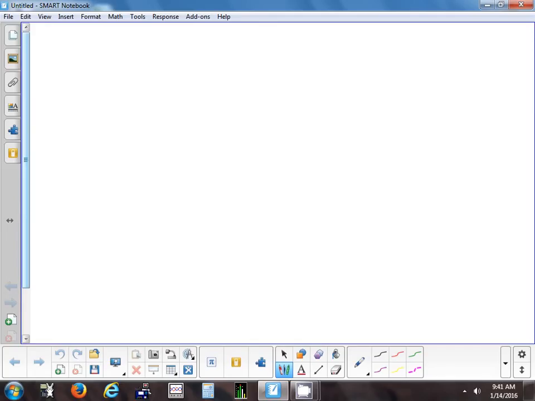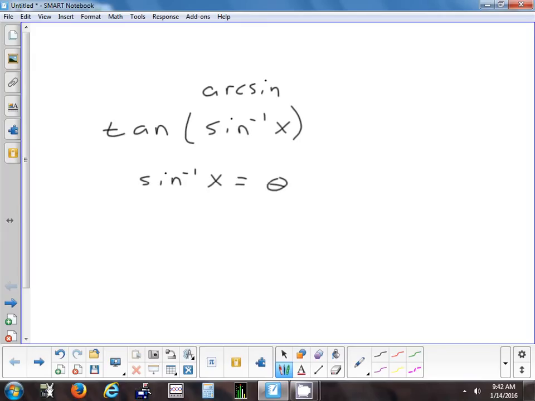Okay, so some of the problems you want to know how to do are something like tangent of inverse sine of x. The problem will basically say to take that and convert it into an algebraic expression. Now, if you see inverse sine, or if you see it written like this, arc sine, those two things mean the same thing. So what I would do with this problem is start with the inside function. And we know that when we use inverse trig, the answer is going to be an angle. So I'm just going to say inverse sine of x equals theta.